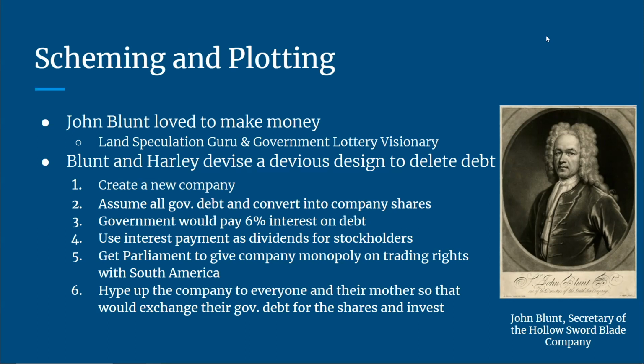The plan goes as follows. First, create a new company. Second, convince the government to allow the new company to assume the government debt by converting them into shares in the company. Third and fourth, in exchange, the government would pay 6% interest a year that would be used as dividends to stockholders. Fifth, since there would be no incentive for individuals to give up their government debt, Harley would have to get Parliament to give the company a monopoly on trading rights with South American ports. And finally, the company's potential for profit has to be hyped up to the point where everyone would start drooling at the mouth for unimaginable returns and willingly invest in a new company with no background in international trade.